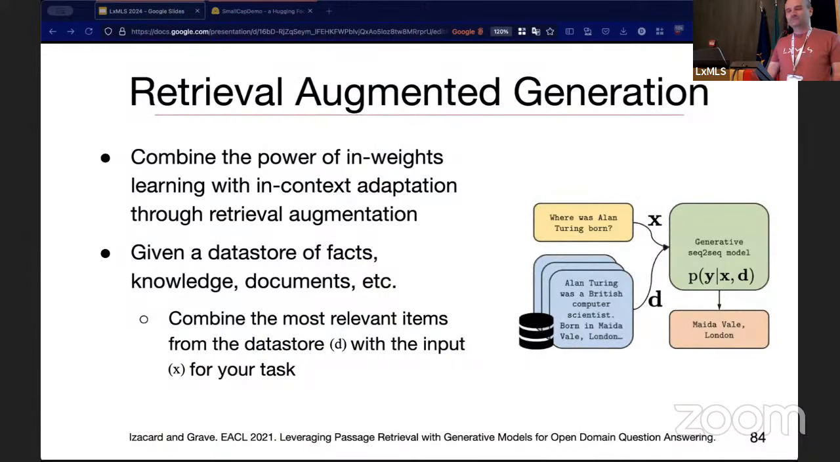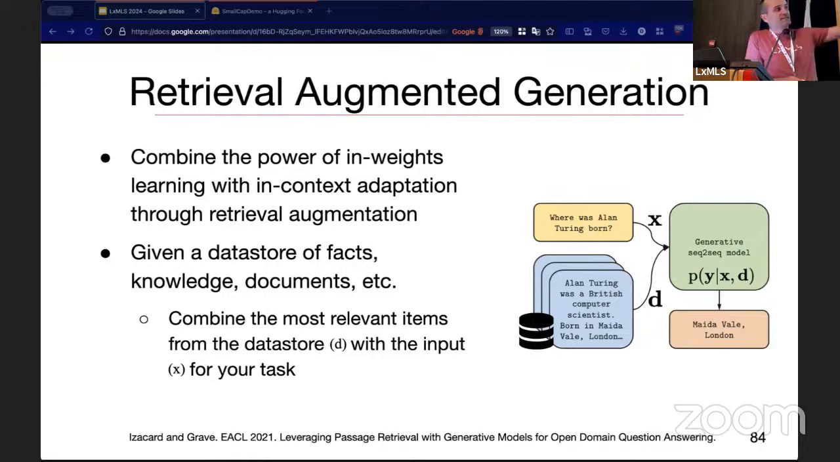So this line of work is based on the idea of retrieval augmented generation, which we've heard discussed a few times in the summer school so far, but I'm going to try and define it. So the main goal is you want to try to combine the power of in-weights learning through gradient descent with the power of in-context adaptation through retrieval augmentation. In other words, just in time finding input examples.